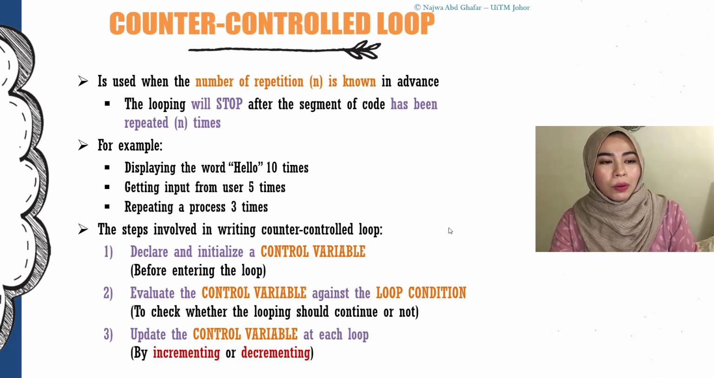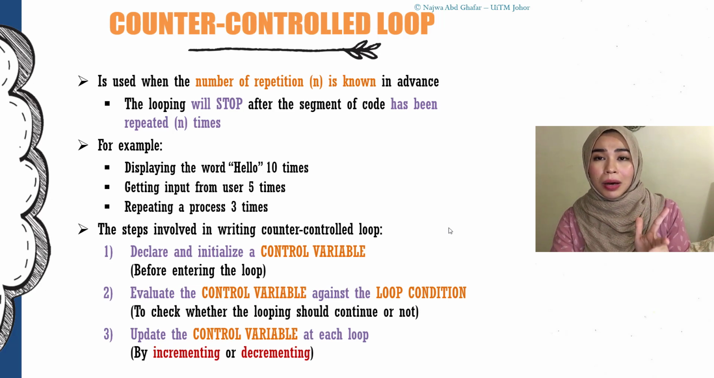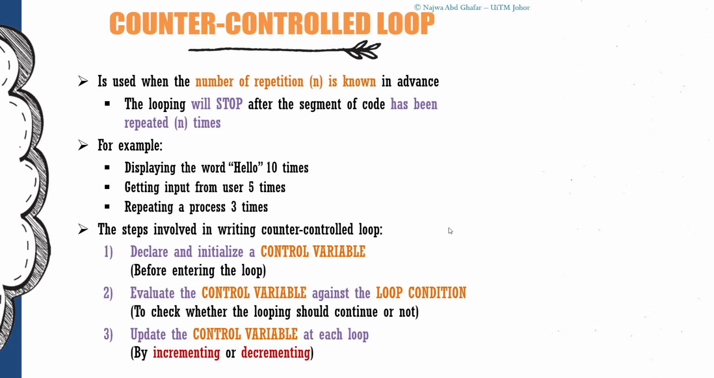When it comes to looping, you must remember this. These are the 3 steps that you must always put inside your program in order for your looping to work. First of all, you need to declare and initialize a control variable. Then you need to evaluate the control variable against the loop condition. Lastly, you need to update the control variable at each loop, either by incrementing or decrementing.